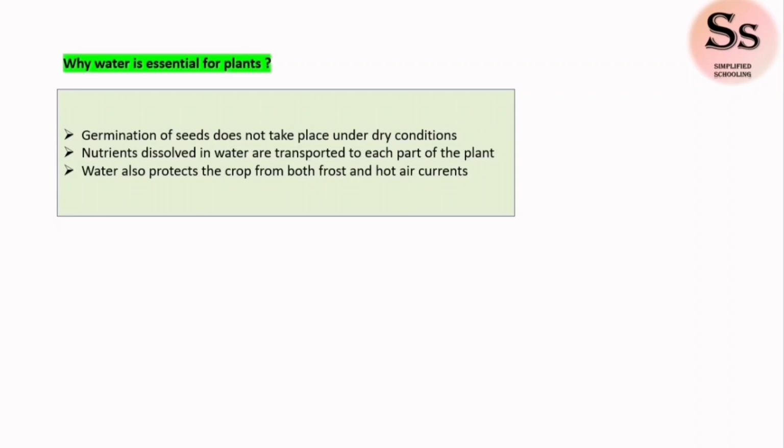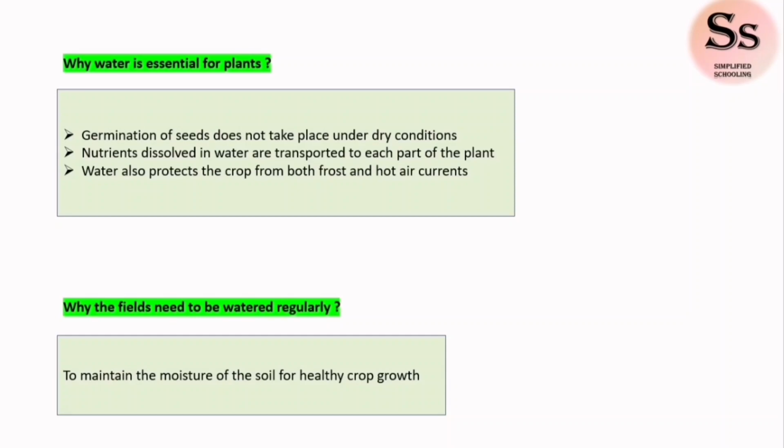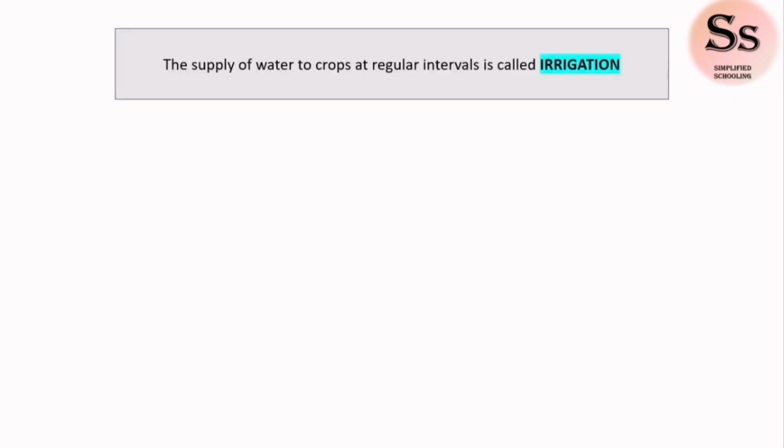Also, the excess water present in plants absorbs hot air currents, and in this way it protects the plant from drying or burning. So now you can easily understand why fields need to be watered regularly. The field needs to be watered regularly to maintain the moisture of the soil for healthy crop growth. So irrigation can be defined as the supply of water to crops at regular intervals.